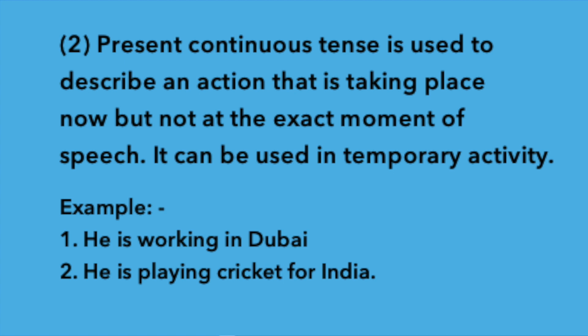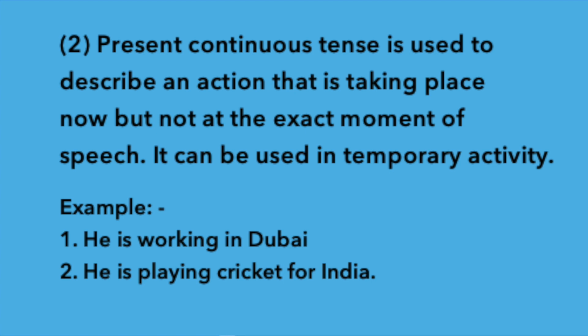Present continuous tense is used to describe an action that is taking place now but not at the exact moment of speech. Or you can say that it can be used in temporary activity. For example, he is working in Dubai. It means his job in Dubai is not permanent. After 5 years or 10 years, he will come back. Now he is working there in Dubai. This is not the action that is taking place at the exact moment of speech.